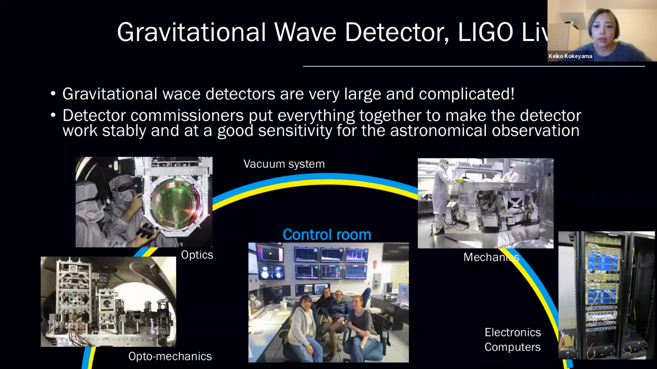a huge computer system. And our job at the detector site is to put everything together. We connect everything, or we assemble machines to make one detector. So our job at the sites is to make the detector work stably. And also we must make the detector sensitivity very good so that we can observe gravitational waves from even further away in the universe.